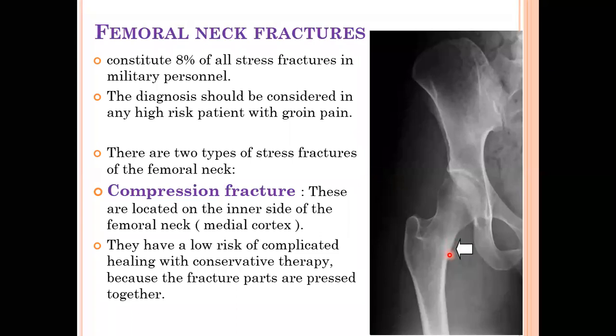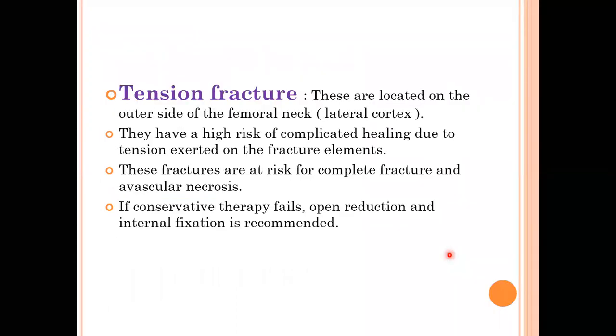They have a low risk of complicated healing with conservative therapy because the fractured parts are pressed together. The other type of femoral neck fracture is a tension fracture. These are located on the outer side of the femoral neck, the lateral cortex. They have a high risk of complicated healing due to tension exerted on the fracture elements.